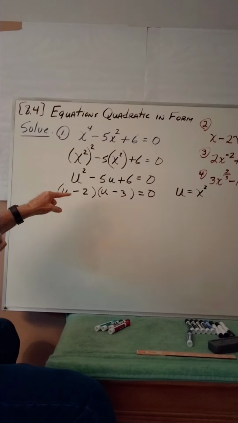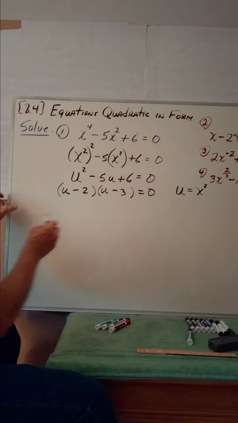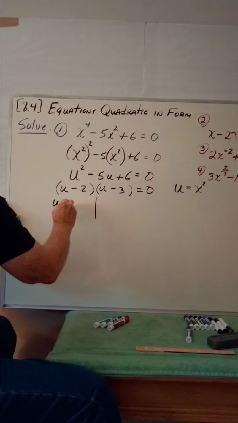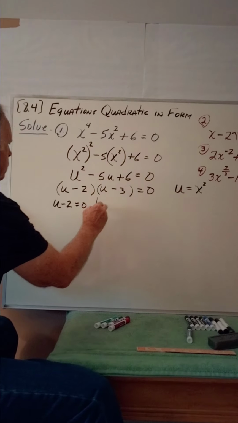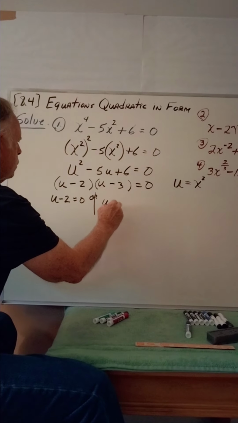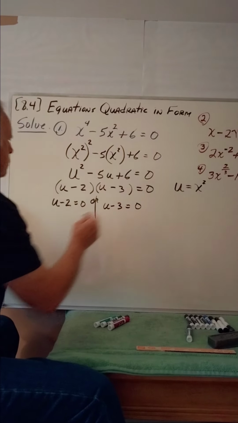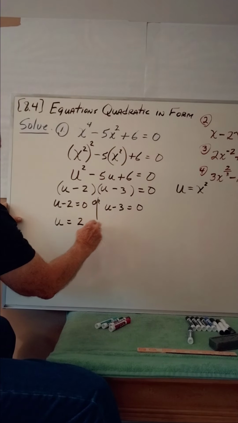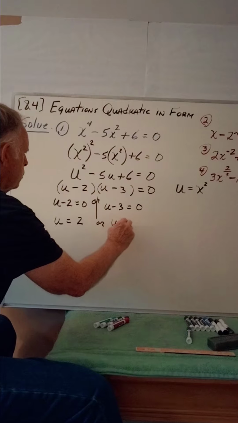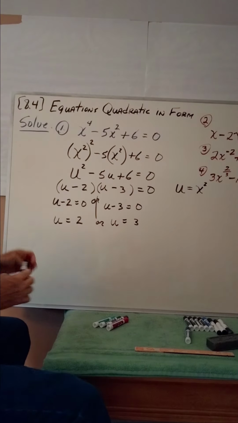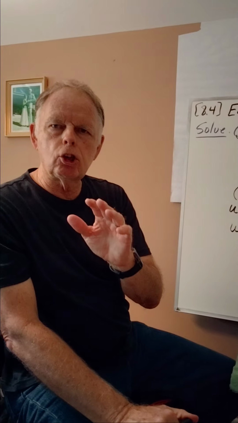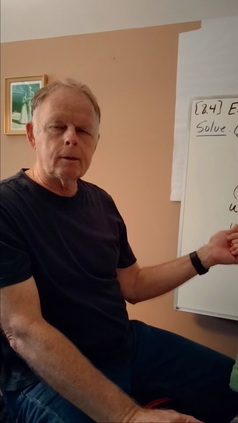Now we'll use the zero product property and find out what our values of u are. u minus 2 is equal to 0, or u minus 3 is equal to 0. u is equal to 2, or u is equal to 3. Now let me just pause there for a second and make this mention now that we are down to this point.